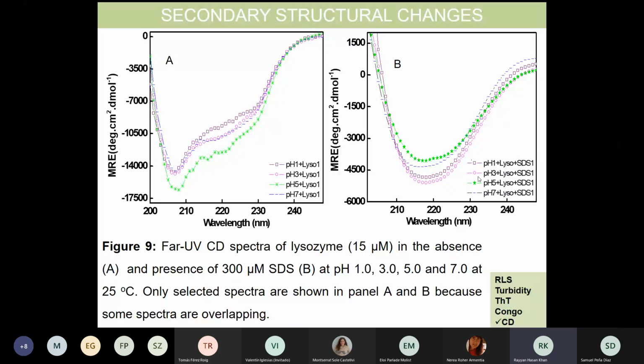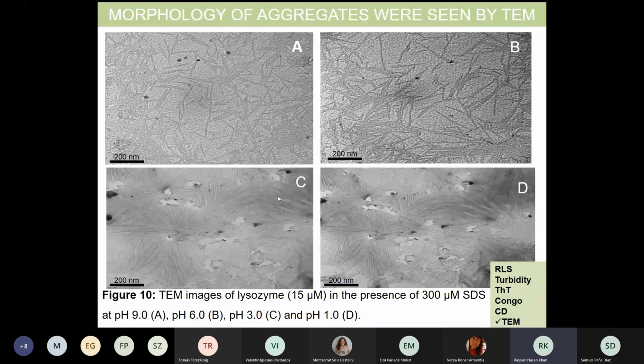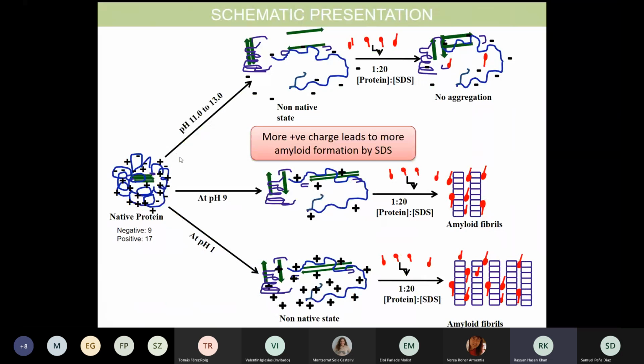You can see all the proteins are going to adopt a beta sheet-like structure. Now these are the time images at pH 9, 6, 3, and 1. At pH 1, you can see there is more dense amyloid fibril formation taking place. Now again, this is the summary of the work.